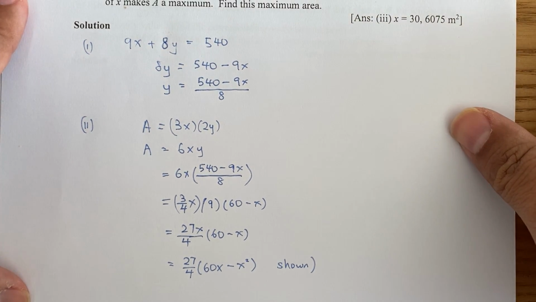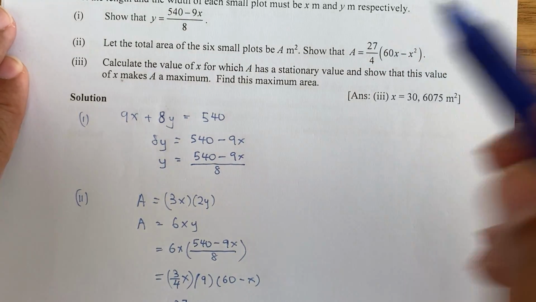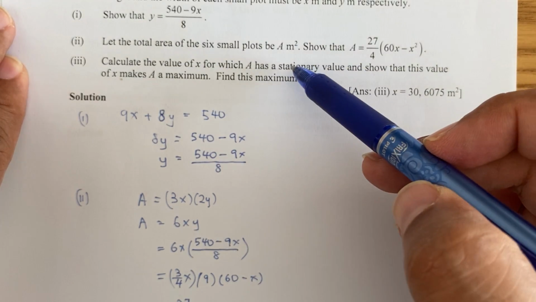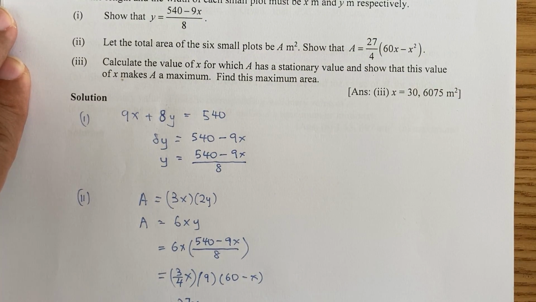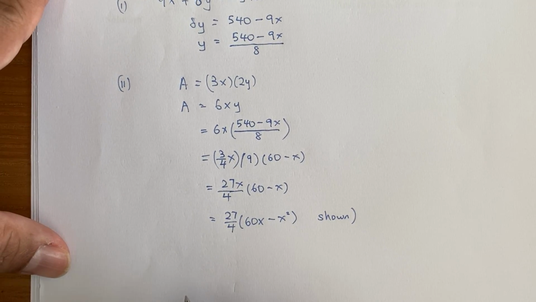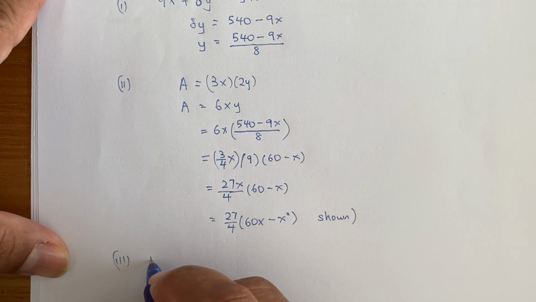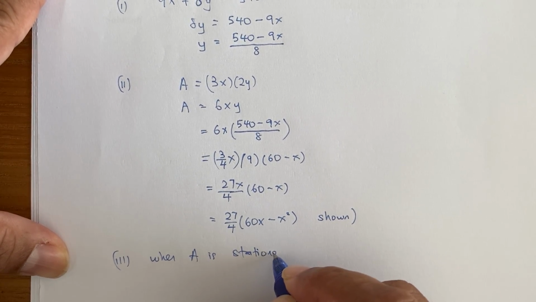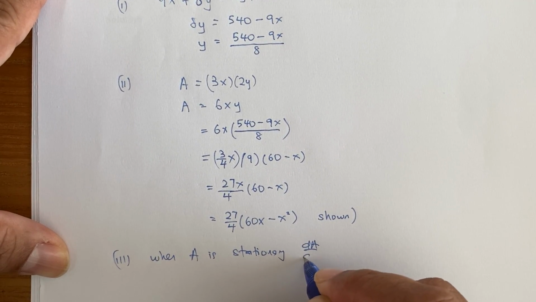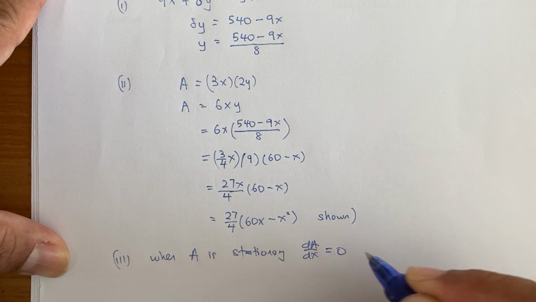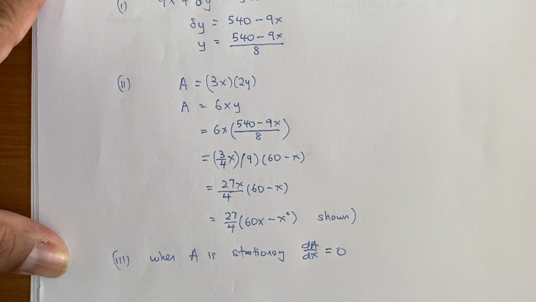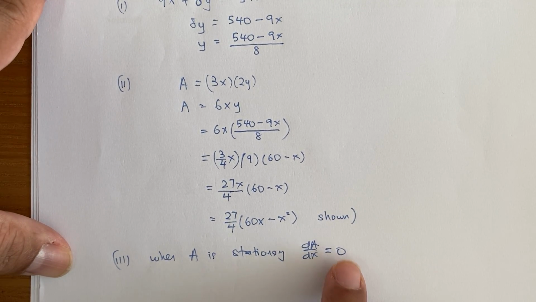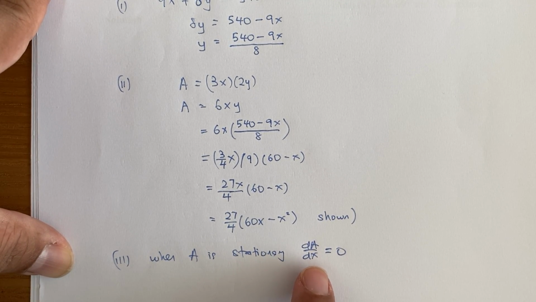Now, after we show that A is this, in part 3, if you look carefully, they want to find the value of x for which A is stationary. When A is stationary, usually I write down that dA/dx will be equal to 0. We know this first. So we need to find dA/dx, and we need to set dA/dx to 0 to find the stationary value of x.